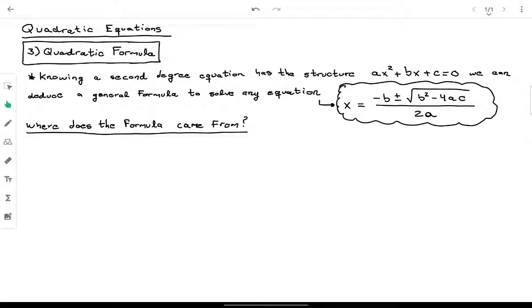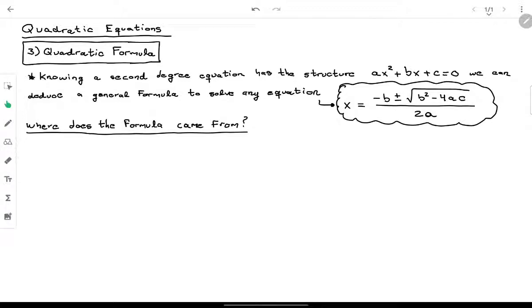Knowing that a second degree equation has the structure ax squared plus bx plus c equals 0, remember a is the coefficient of the x squared, b is the coefficient of the x, and c is the independent term. In this case, we can use this general formula to solve any quadratic equation. Of course, b or c can equal 0, and we put a 0 in the specific place of b or c.